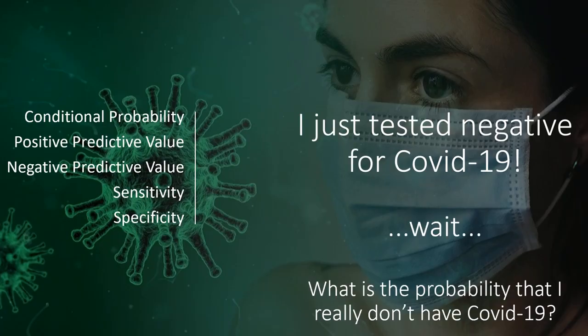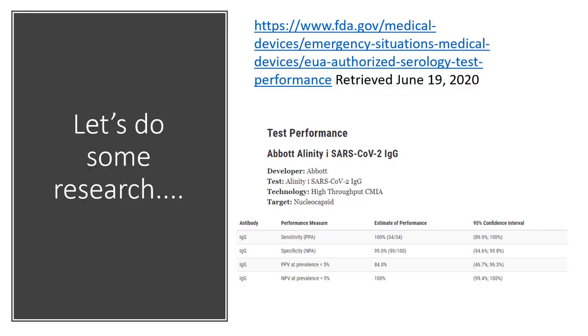Okay, so first things first, I went online and did a little research into the test that I got. They gave me all this really cool information. They told me the sensitivity and specificity, and the positive predictive value at some assumed prevalence, and a negative predictive value at an assumed prevalence. Gave me all these estimates. So, great. But what does it mean?